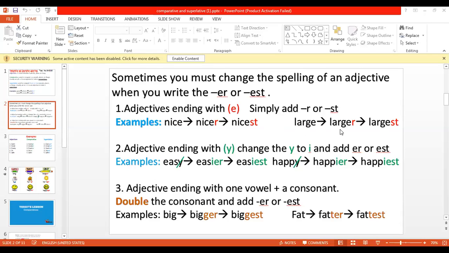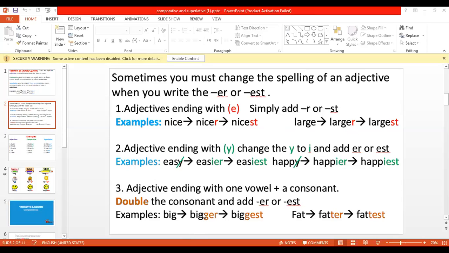Large, larger, largest. What if we have a Y at the end of the adjective? For an adjective ending with Y, change the Y to I. Easy will become easier or easiest. See, I replace the Y with an I. Happy, I replace the Y with an I. Easy, easier, easiest. Happy, happier, happiest, with no Y.